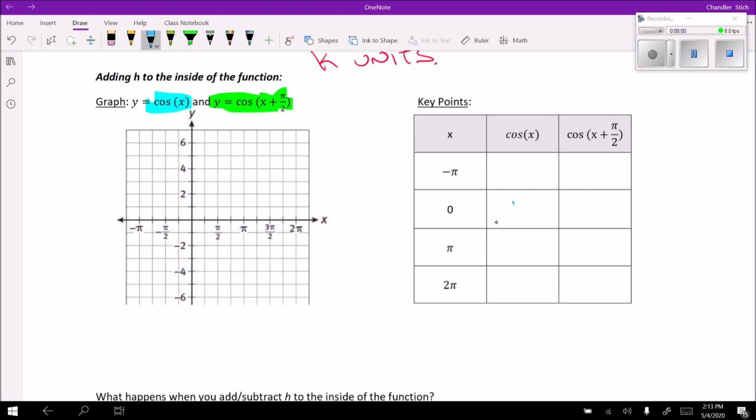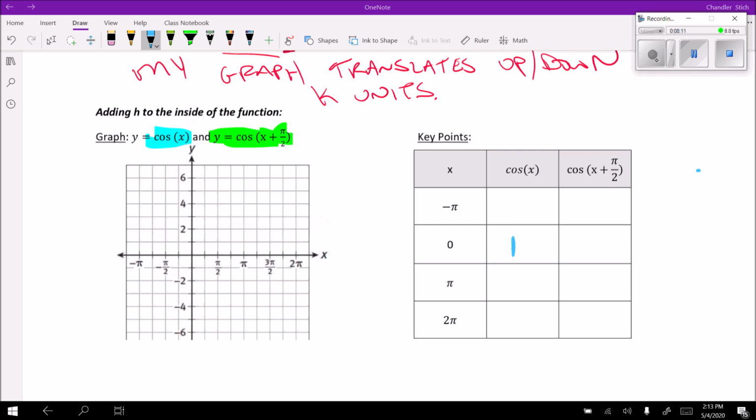Okay, so we said that cosine of 0 is 1. As this turns out, cosine of pi is 1. Cosine of 2 pi is 1. Cosine of pi over 2 is, excuse me, cosine of negative pi. Cosine of negative pi is negative 1. Cosine of 0 is 1. Cosine of pi is negative 1. Okay, so you alternate negative 1, 1, negative 1, 1. So negative pi would be negative 1, 0 would be 1, pi would be negative 1, 2 pi would be 1.